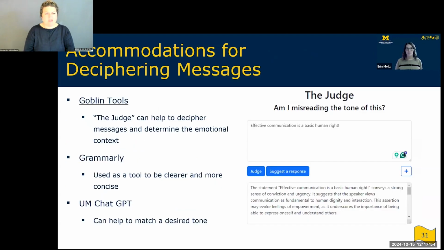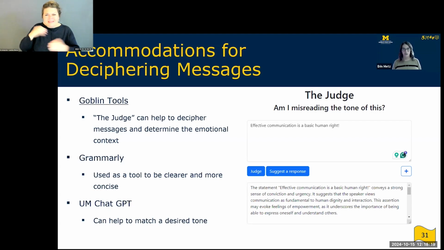There are also accommodations available for helping us to decipher messages. Some individuals may have challenges with properly interpreting the meaning behind a communication or appropriately conveying their message. So you could use a tool like Goblin Tools, where they have a program called The Judge, which can help you decipher messages and determine the emotional context and the tone.